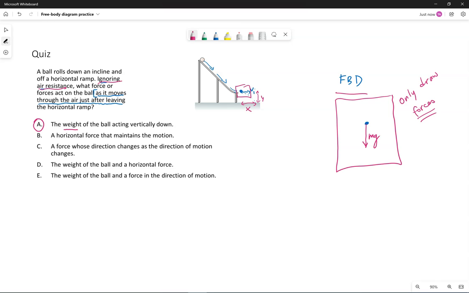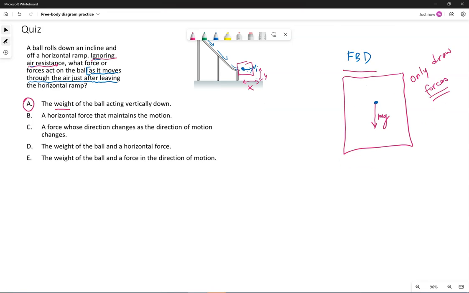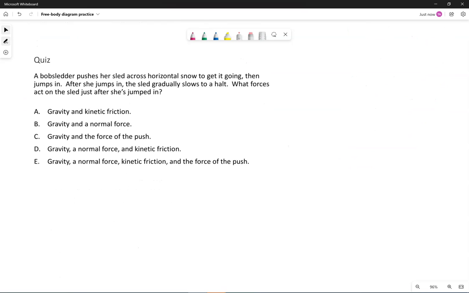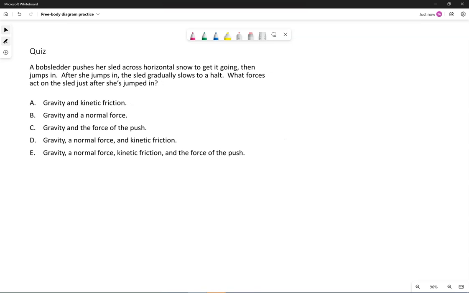So let's do another example. Here is our next example. Again, go ahead and pause to answer.